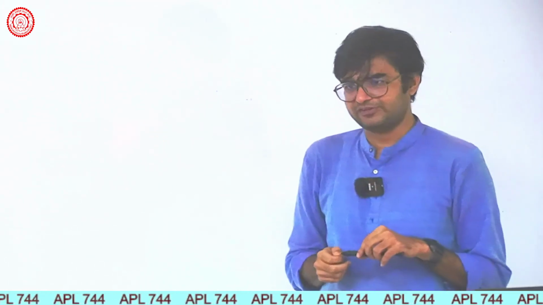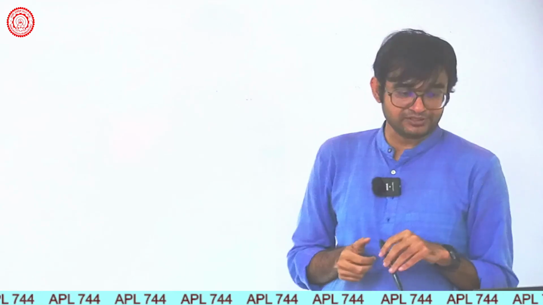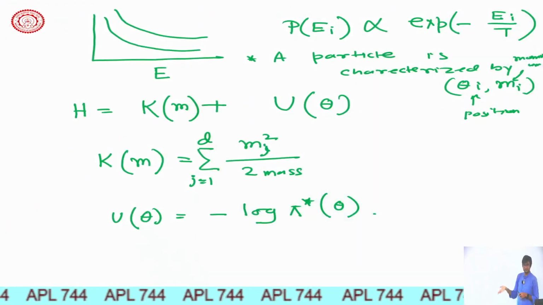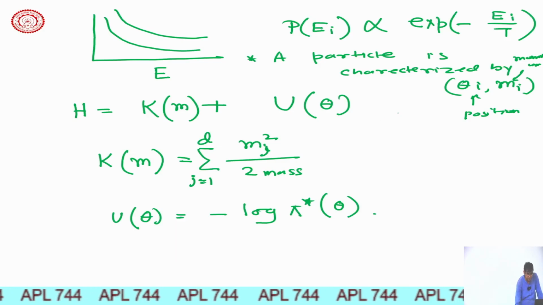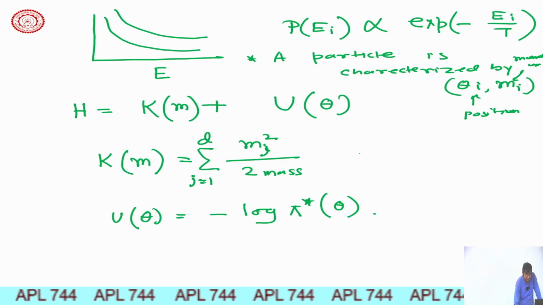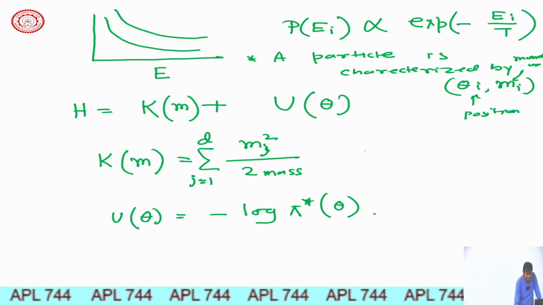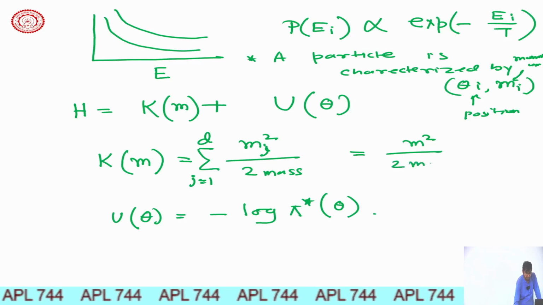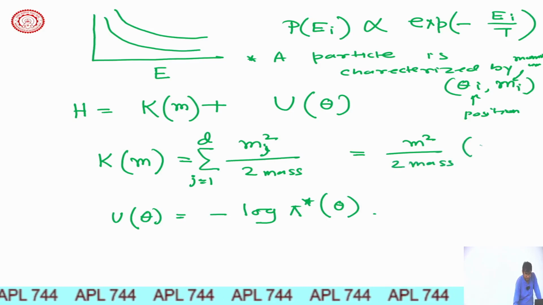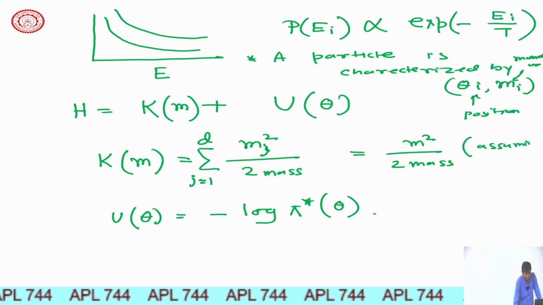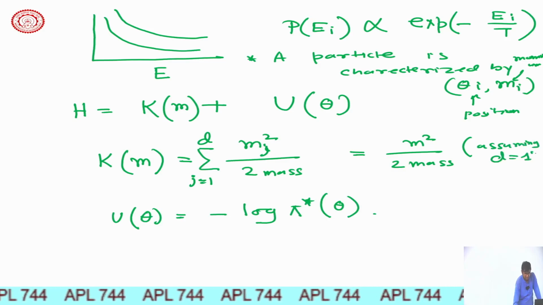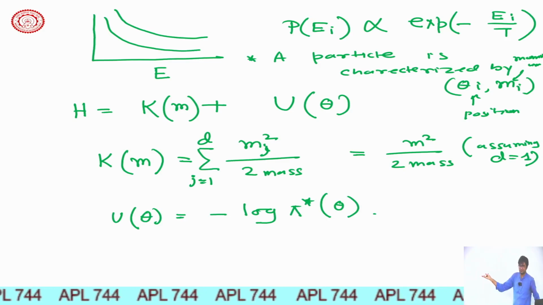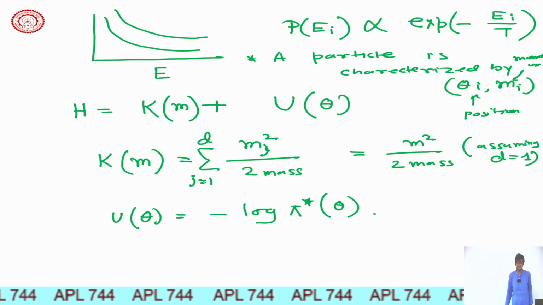So this is my Km and u theta. Km is the kinetic energy, u theta is the potential energy. So what is the total energy now? Summation of the two. By the way, to make things simple, this is equal to m square by 2, assuming d equal to 1, just to make our life simpler. I don't want to work with that summation.